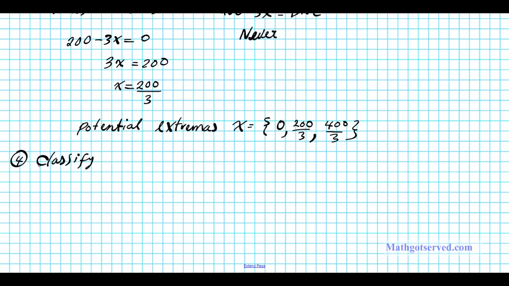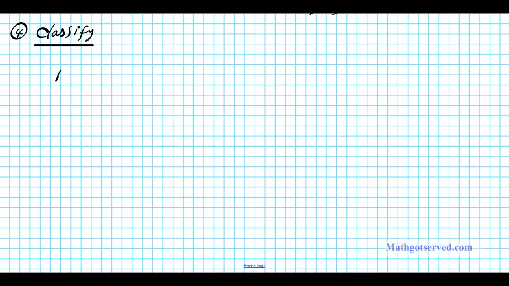Alright, so to classify, we just plug these potential extremas into the area function to see which yields the largest result. So A of the lower bound. Let's recall what A of x is. A of x is 200x minus 3 over 2 x squared. So A of 0 is 200 times 0 minus 3 over 2 times 0 squared. If you work this out, you get 0.